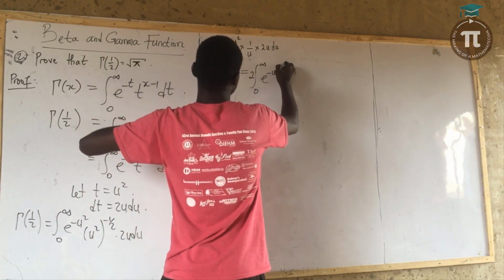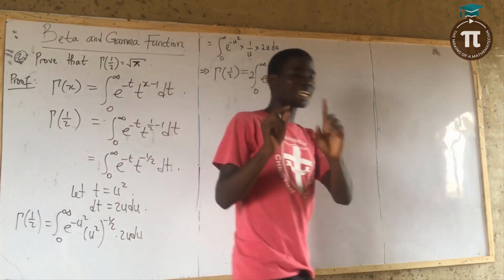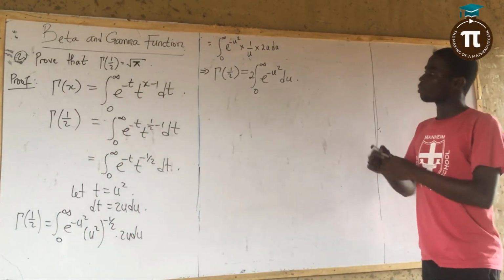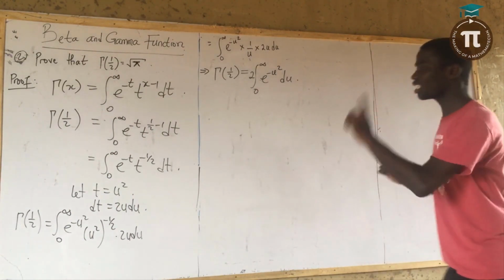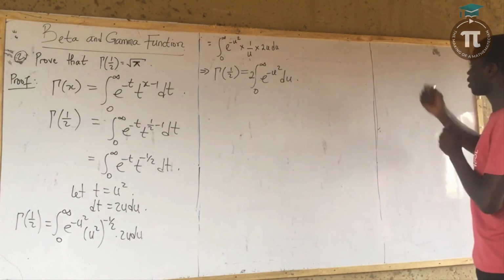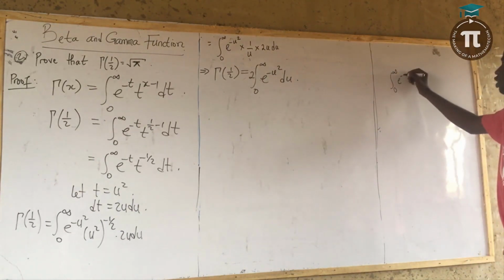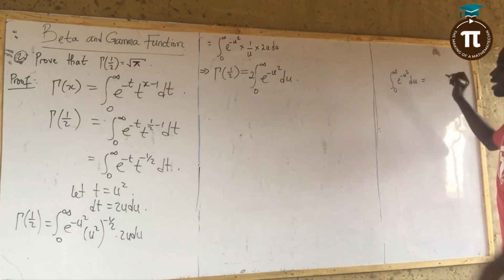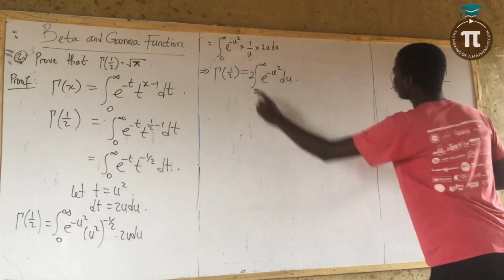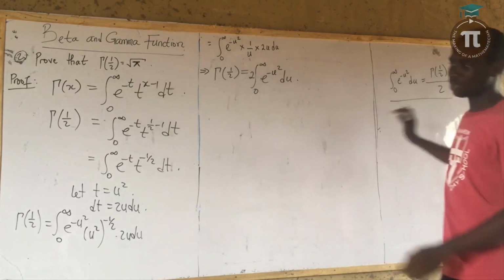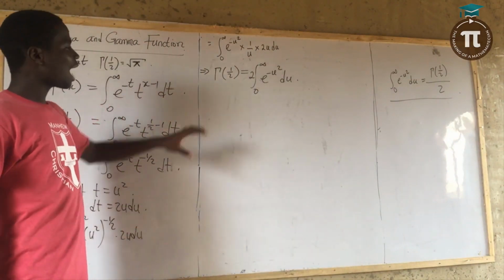Integral from 0 to infinity of e raised to the power minus u square du. Please, there is something you need to take note of here. After we are done proving gamma of 1 over 2, you need to note, because it will be useful later, that the integral from 0 to infinity of e raised to the power minus u square du is actually equal to gamma of 1 over 2 divided by 2. Please take note of this, but let's continue our solution.